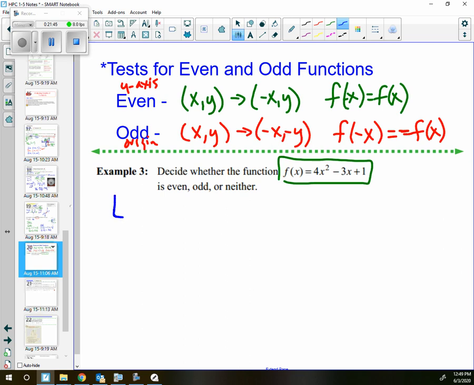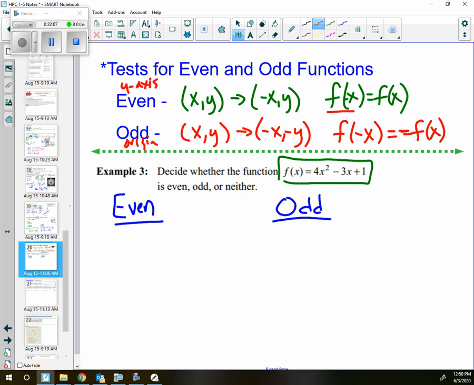So let's check for even here first. So we're going to check for even, and then we're going to check for odd, and we're going to see what happens. So for even, the easiest way to do that, we can plug in and check to see if we get this scenario. So if we plug in a negative x in for x, do we get the same equation that we started with?